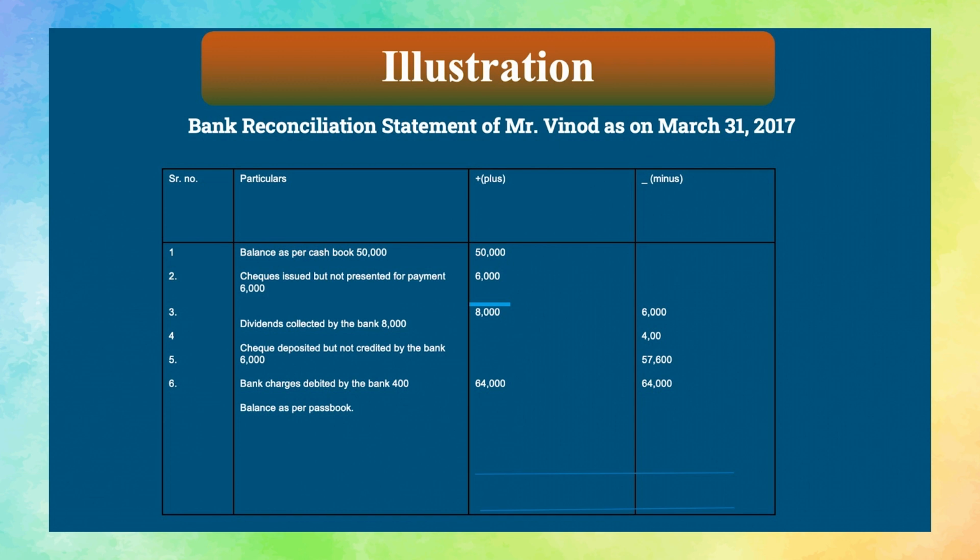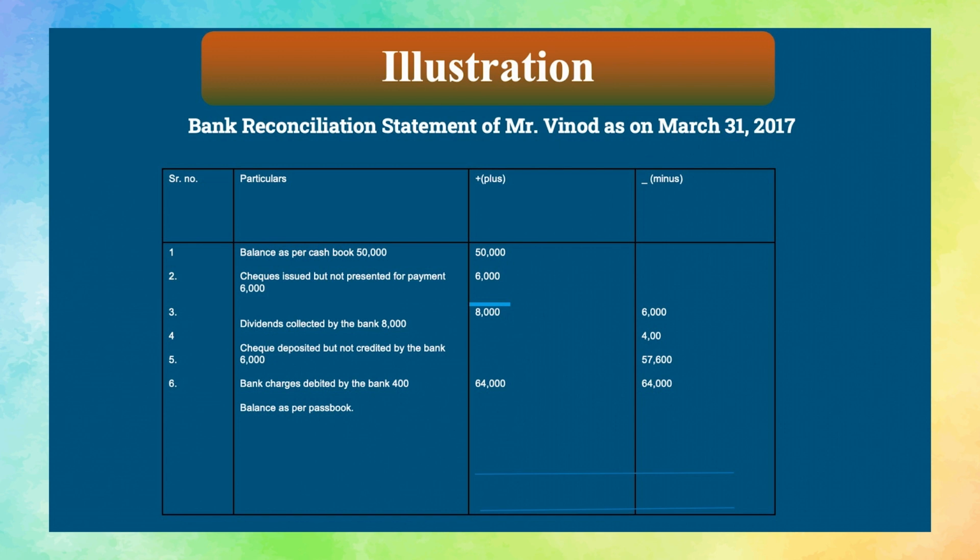First of all, we will put favorable balance of cash book in plus column. In point number 2, check issued rupees 6,000 but not presented for payment in bank. We have to adjust our cash book as per passbook. Therefore, we will add back in our cash book.